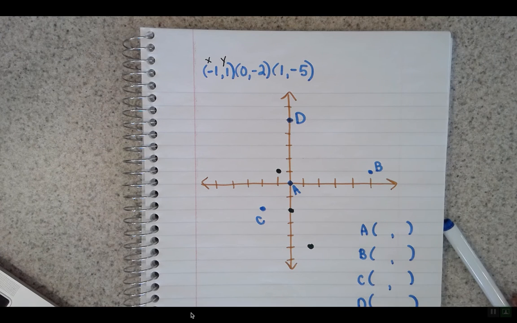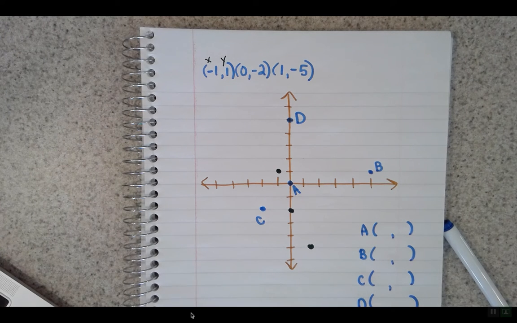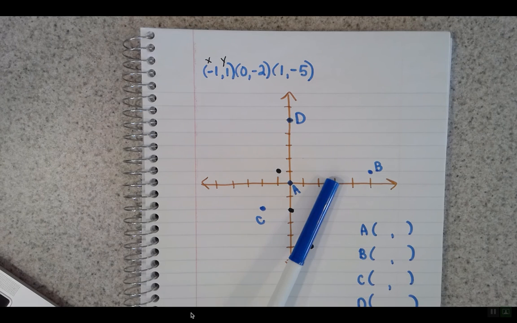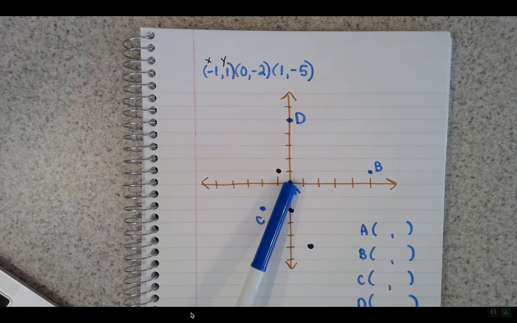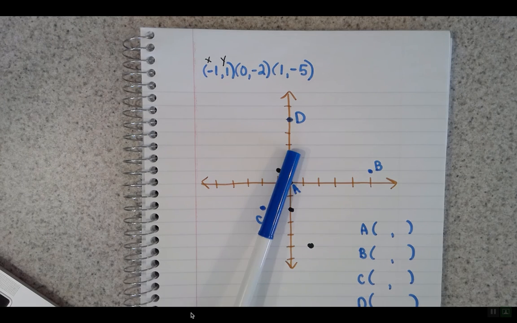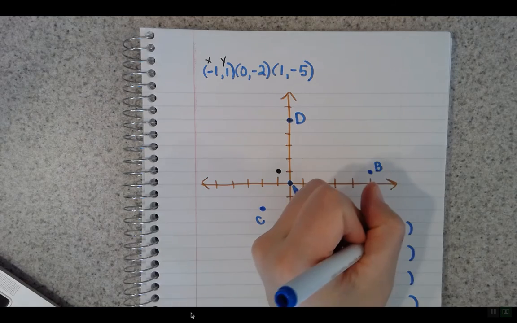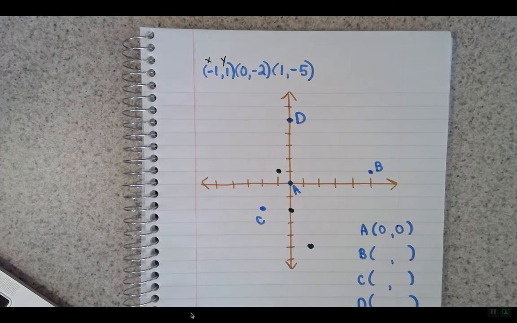Okay, let's start with A. A is located in the very center of my graph, at the origin. I didn't move left or right on my x-axis, I stayed centered, and I didn't move up or down on my y-axis, I stayed centered. So the coordinates of point A would be (0, 0). I stayed on the origin.